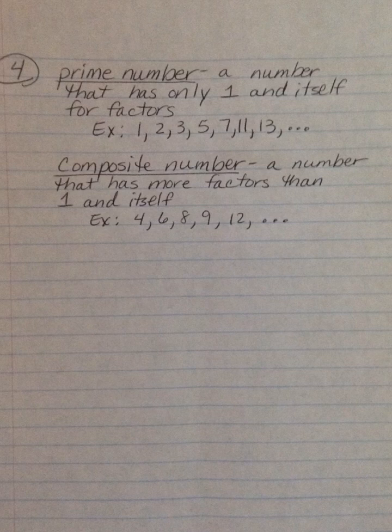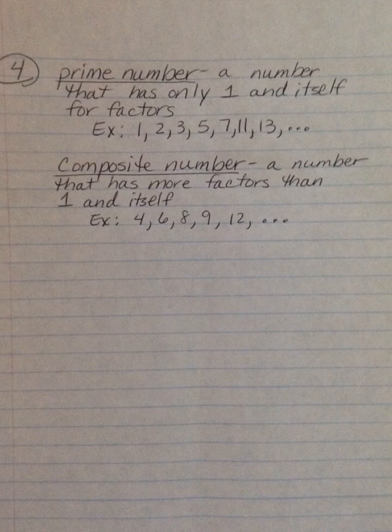Okay, moving to box number 4, you're going to write the definitions for a prime number and a composite number. A prime number is a number that has only 1 and itself for factors. So examples of prime numbers would be 1, because you can only multiply 1 times 1 to get 1.